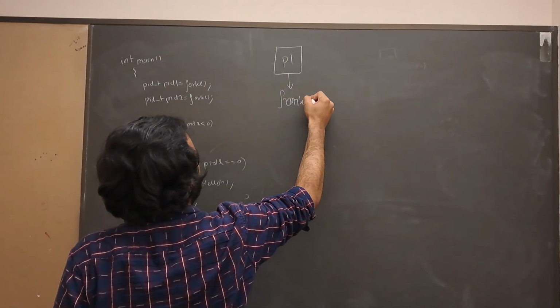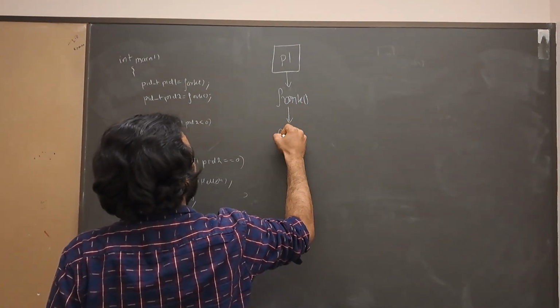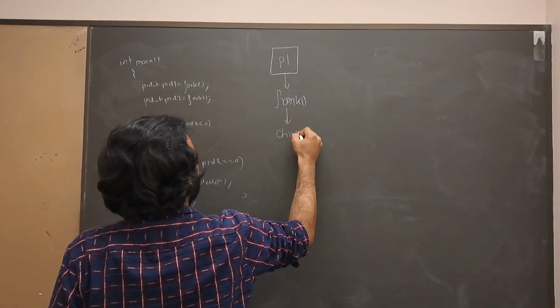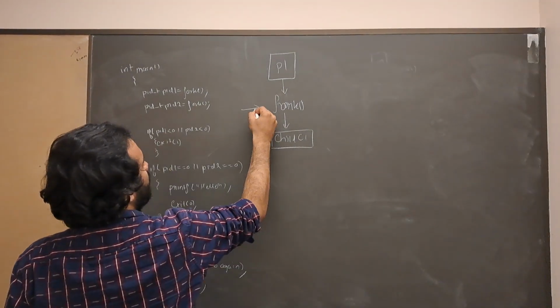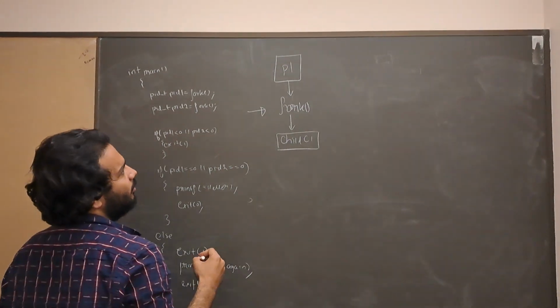Let's say we have process P1 and we call fork on process P1. This will in turn create a child C1 when we make a fork call. So this is the basic working of fork.